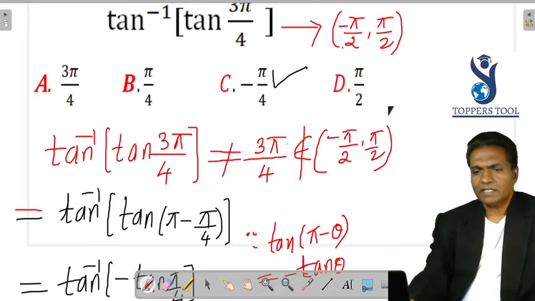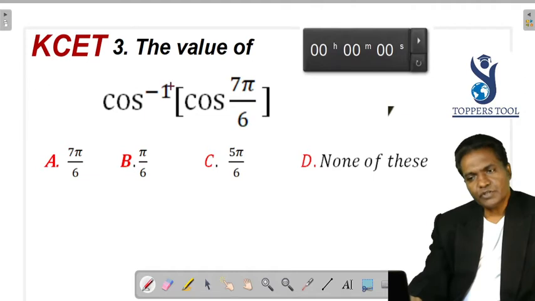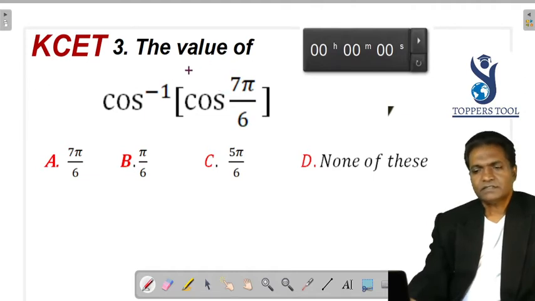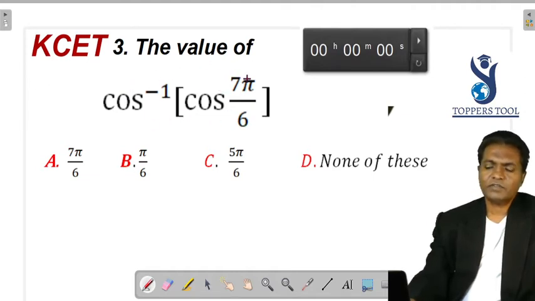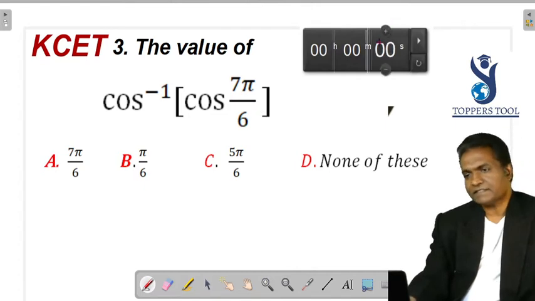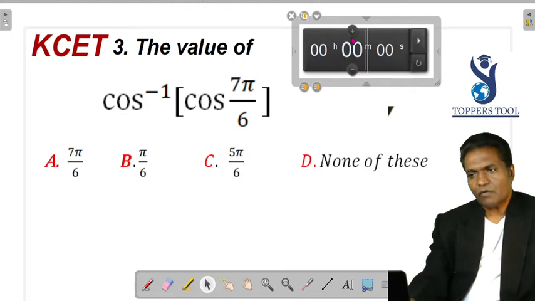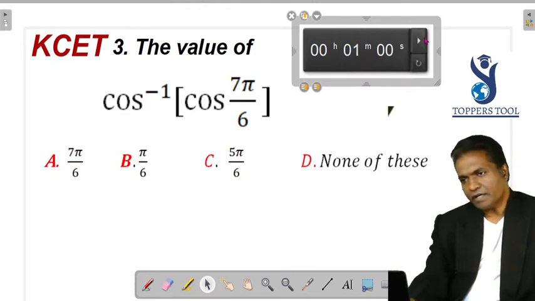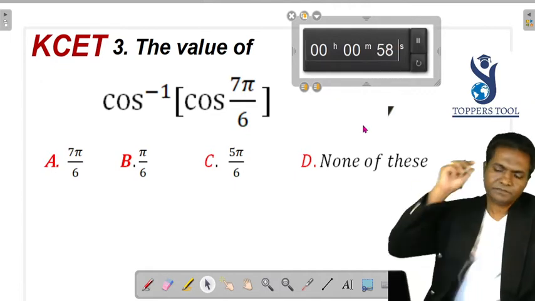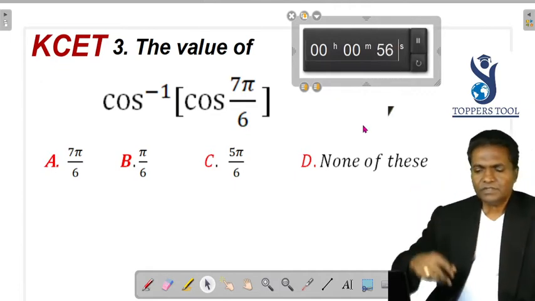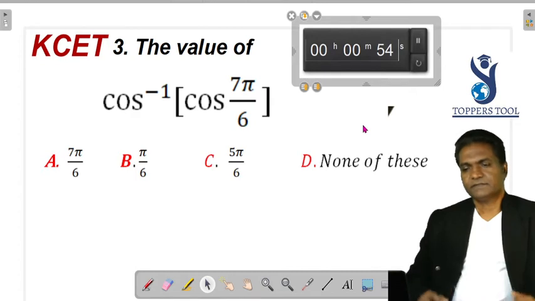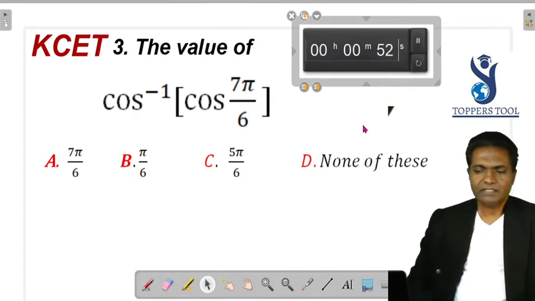Let's have another example. This is question number 3. The value of cos inverse of cos 7 pi by 6. So your time starts now. Come on, do it. Your time starts. Please do it in the same fashion that you did earlier.